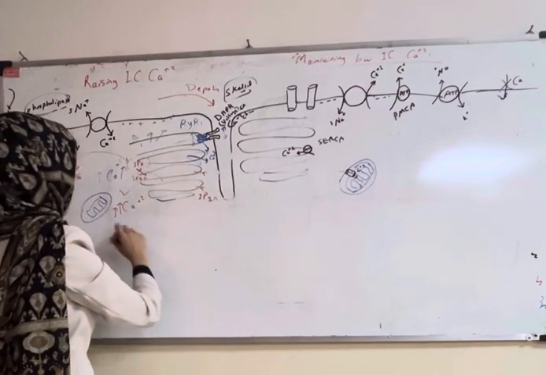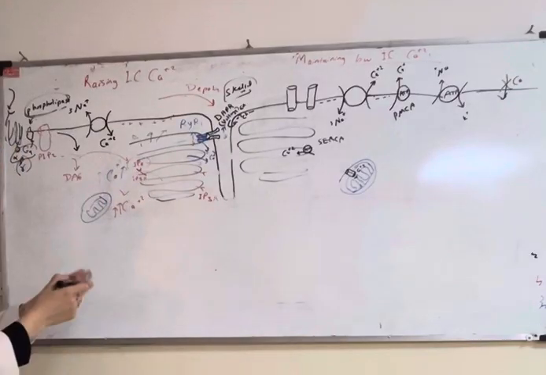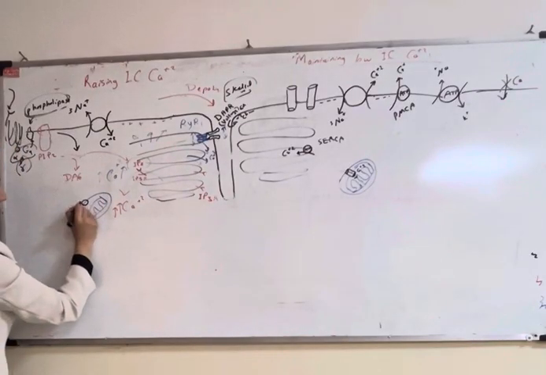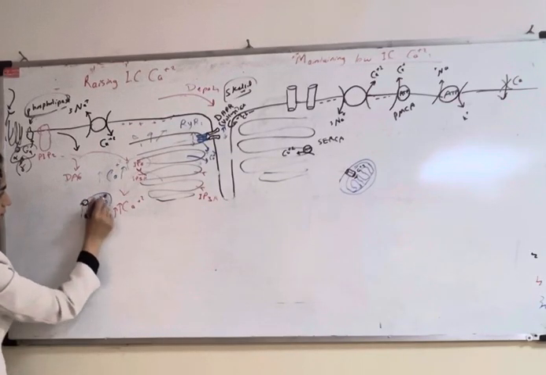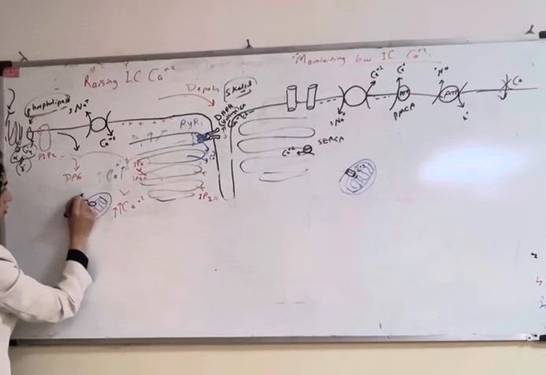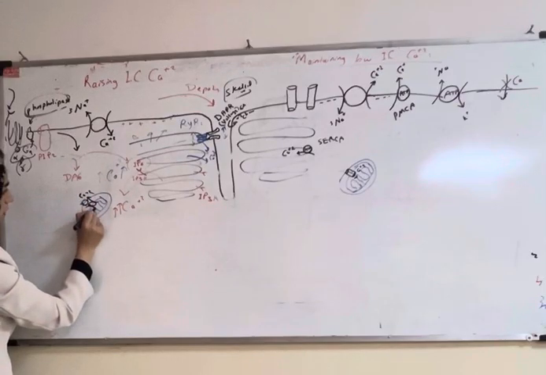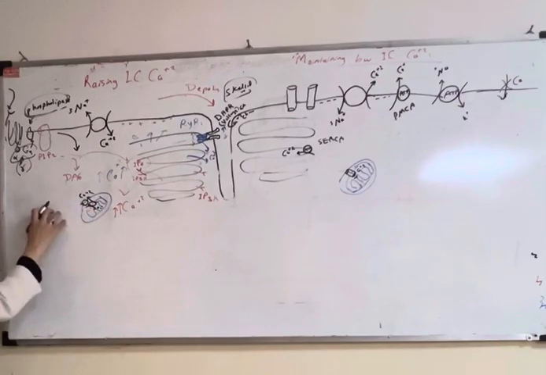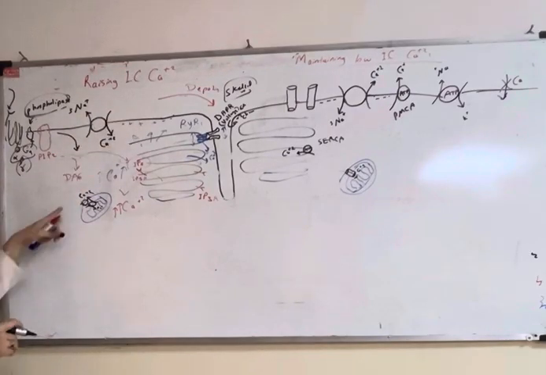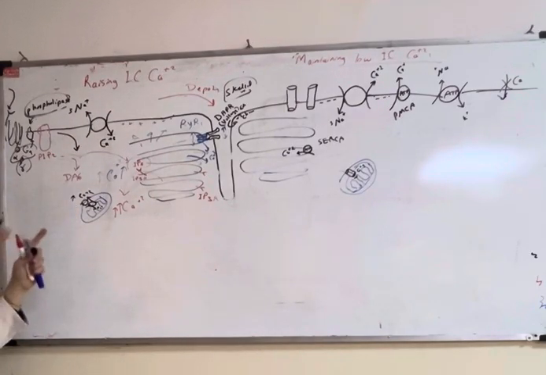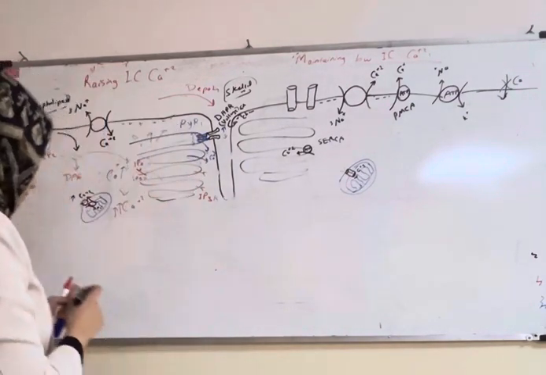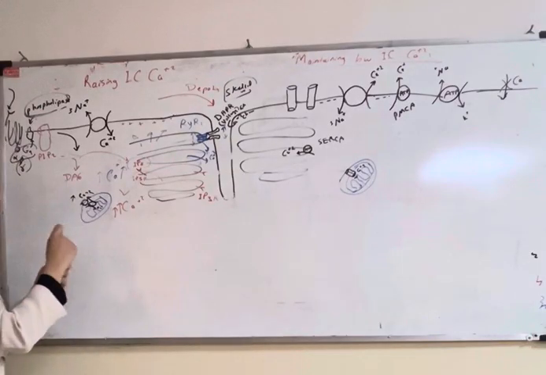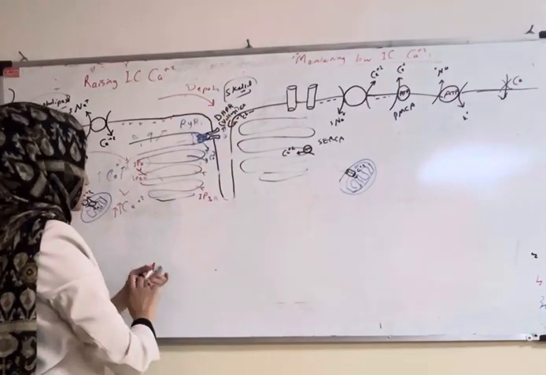This causes calcium release into the cytosol. Besides calcium release, we have also a calcium exchanger. The inner mitochondrial membrane is permeable to calcium, that's why calcium will come out. The calcium exchanger is the sodium-calcium exchanger.